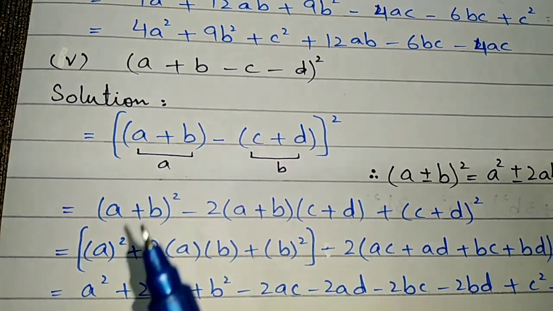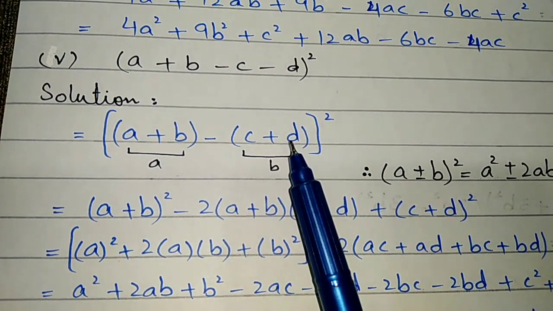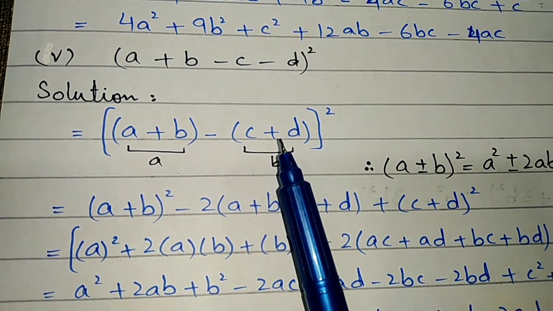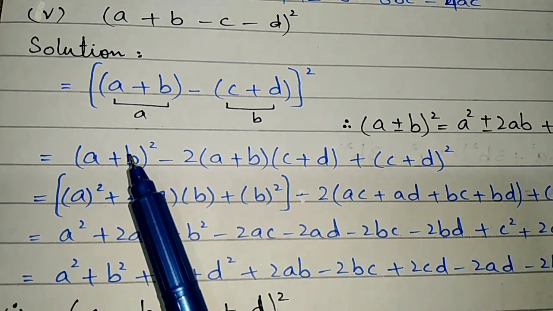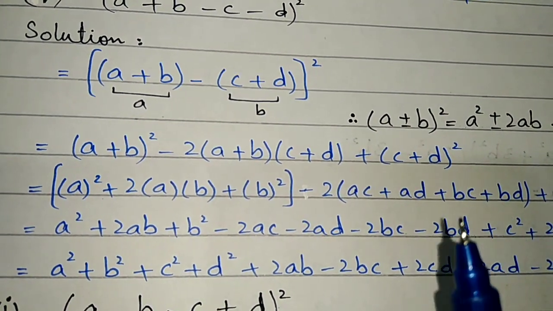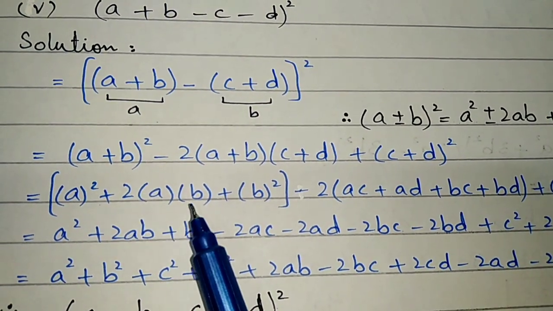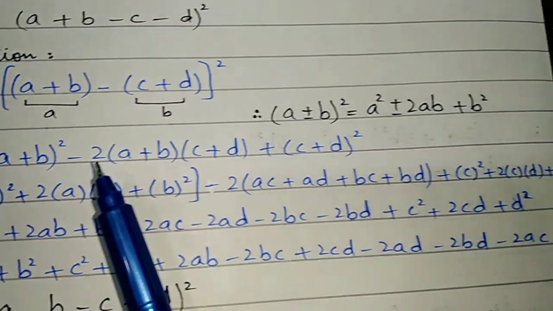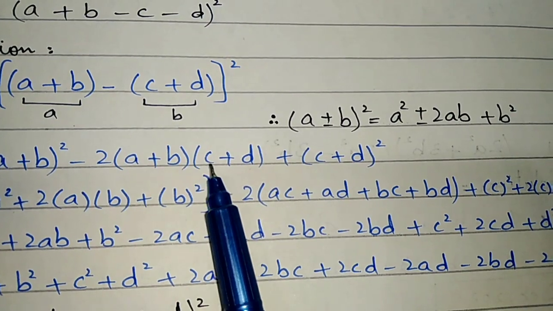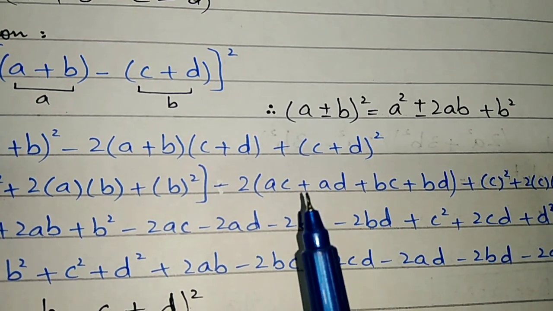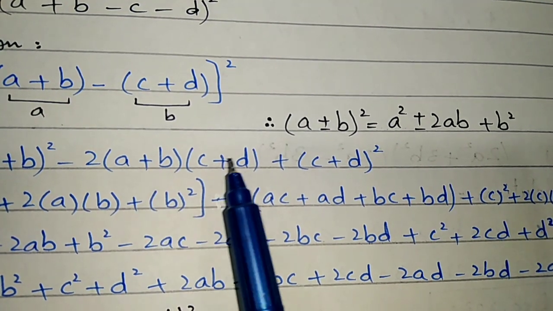A square means (a plus b) whole square, minus 2 according to the formula, the first number in the first bracket and the second number in the second bracket, plus (c plus d) whole square. Now we open the squares of these terms, (a plus b) whole square and (c plus d) whole square. We apply the formula again: a square plus 2ab plus b square, minus 2, as it is. Now we multiply these terms, that is ac plus ad. Now we multiply b with the whole bracket, that is bc plus bd.